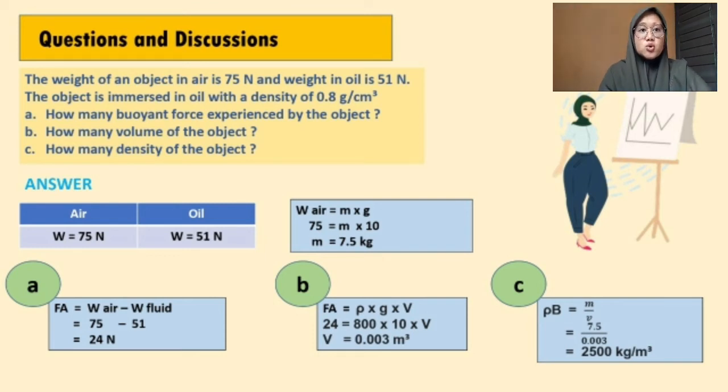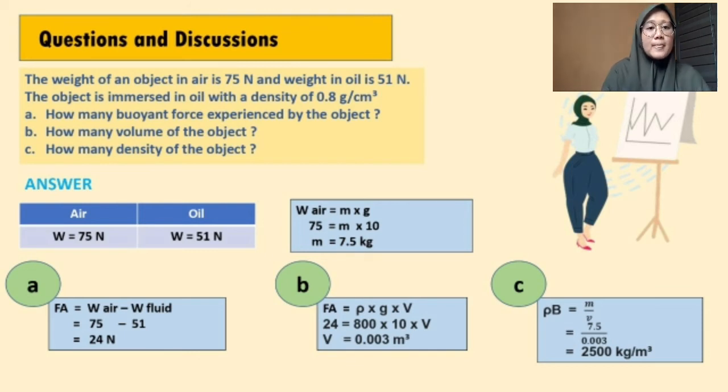The question is: the weight of an object in air is 75 Newton and its weight in oil is 51 Newton. The object is immersed in oil with a density of 0.8 gram per cubic centimeter. And the questions are: A. How much buoyant force is experienced by the object? B. What is the volume of the object? And C. What is the density of the object? Answer. I made a table to make the question easy.